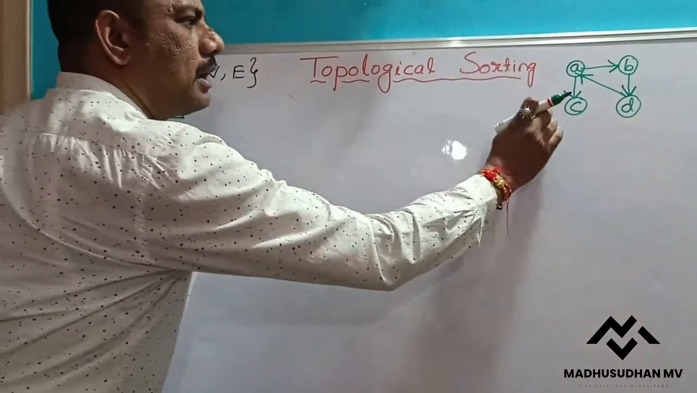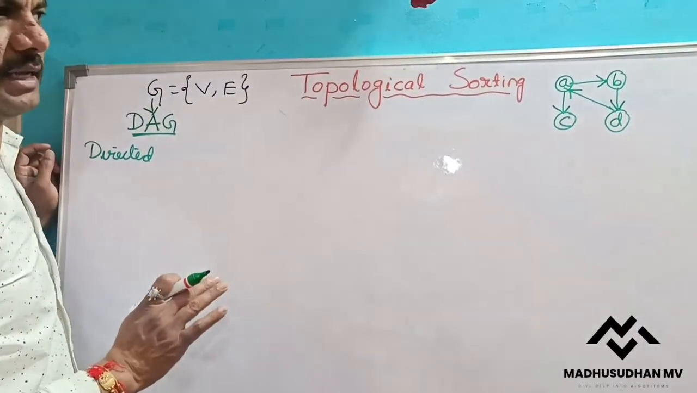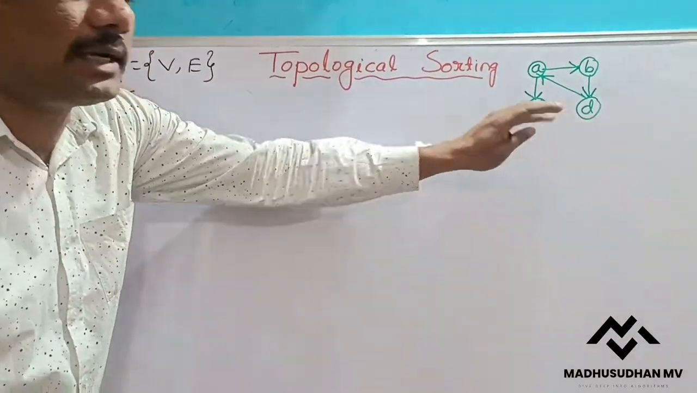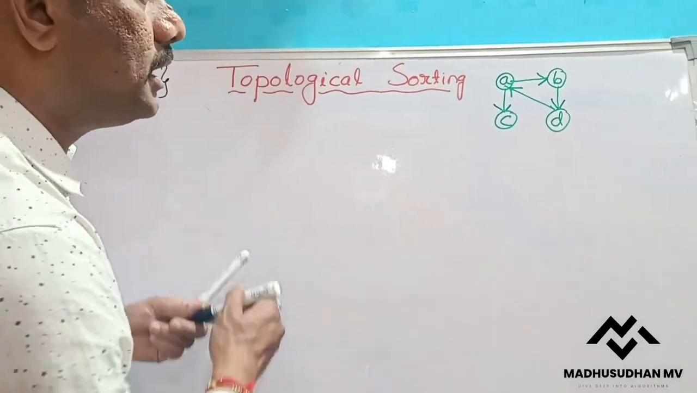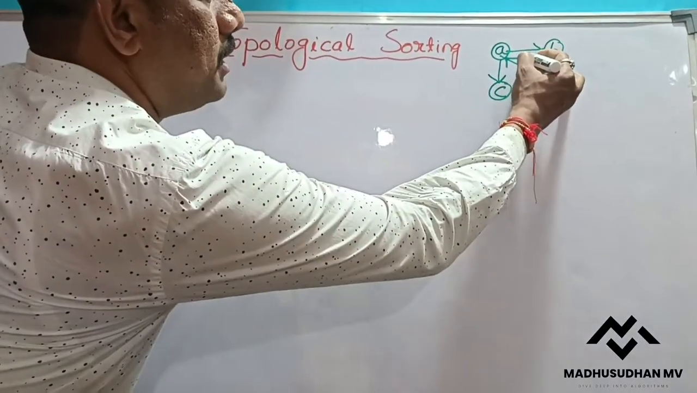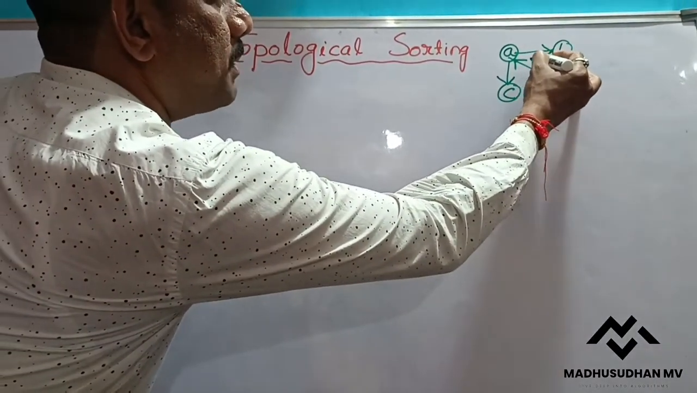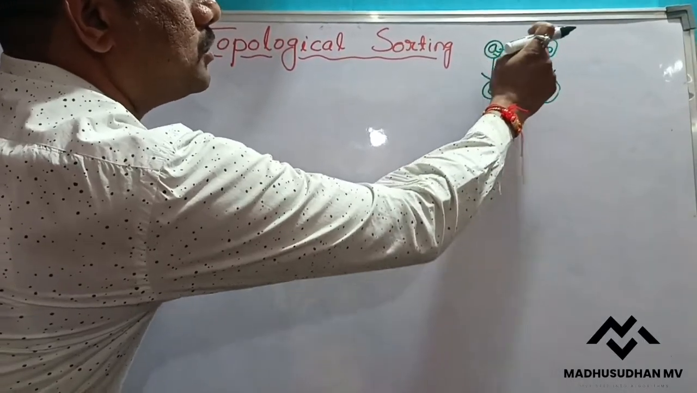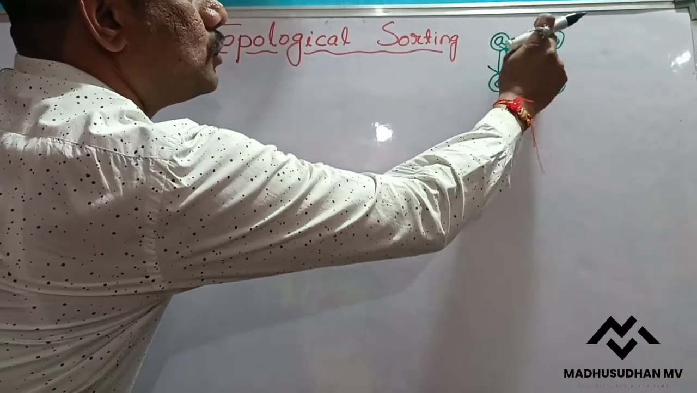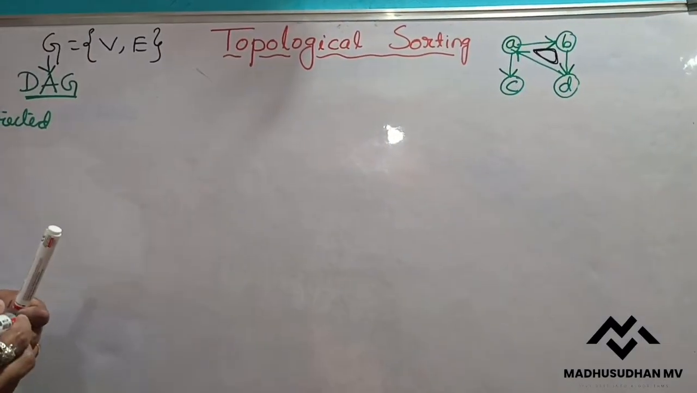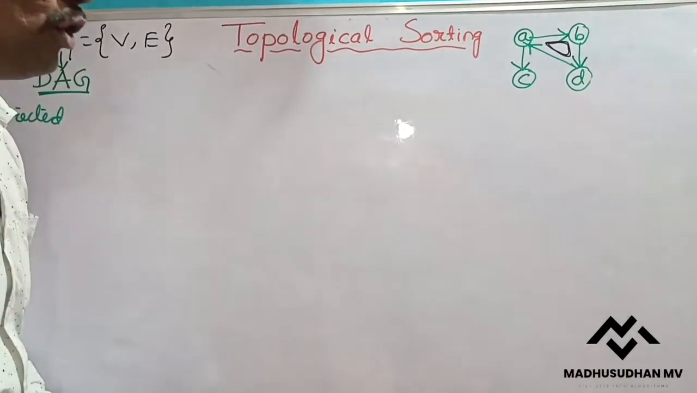Acyclic means our graph should not contain a cycle. Does this graph contain any cycle? Yes, a cycle is there. If you observe here, it goes like this, comes from here and then goes like this. A closed path is there. It goes here, comes here, goes here again, like a closed loop. That we call a cycle. A cycle should not be there.